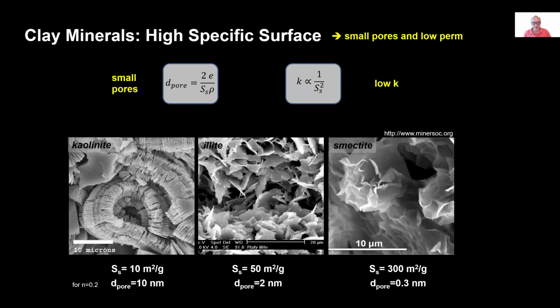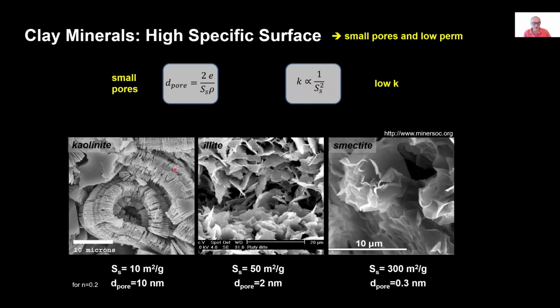Now, one important characteristic is that they have very high specific surface. Specific surface is in the denominator of an estimation of pore size, which is the void ratio over the specific surface, but it is also critically important for permeability, as we will see when we get to the Kozeny-Carman equation, where specific surface goes in the denominator to the square.